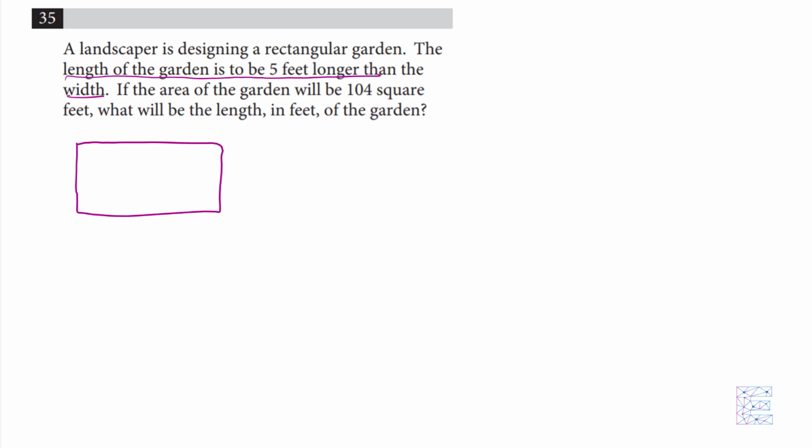That means we have to define the width first. So let's say this is x. The length of it is 5 feet more, which means x plus 5. We are also told that the area of this will be 104 square feet. Remember, the area of a rectangle is length times width, right? So if we take the length of this rectangle and multiply it by the width of it, the answer should be 104, because that's what area equals.